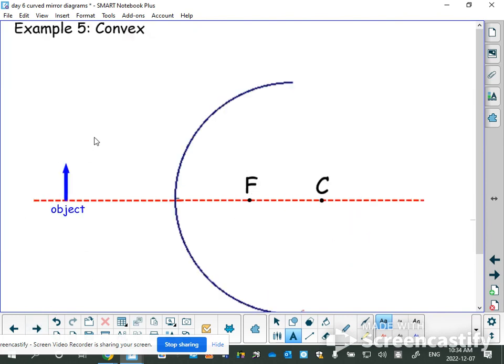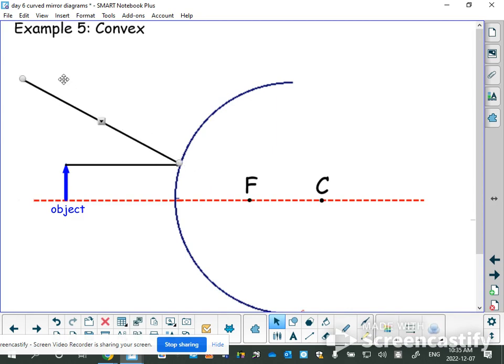Last example. In our last example, we're just going to do a convex. Remember, we're going to follow the rules, so it'll be slightly different. Top of the object, straight in. Oops, I'm on the dotted one, not the solid. We'll fix that problem. Sorry about that, not very professional. So I will go through the top of the object, straight in. Then I want it to go down towards the focal point, but it's actually going to go up, right? We know that. So I'll just get rid of this little bit.